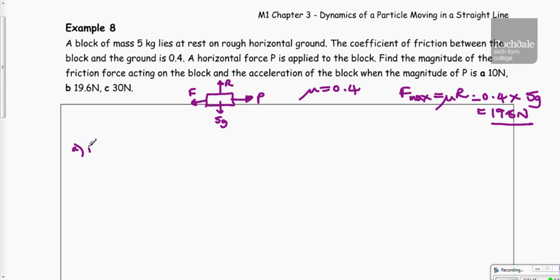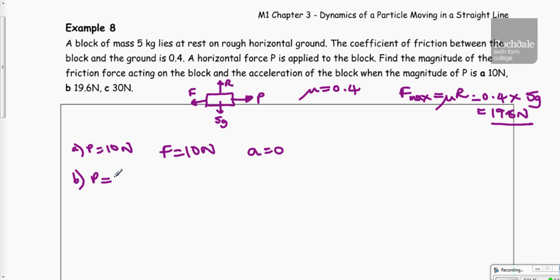So if P is 10, that means we've got a forward force of 10 and a frictional force that could be up to 19.6 newtons. So what would happen? Well, this force would try and pull the box along, but there's sufficient friction to stop it from happening. So the frictional force in this case would only need to be 10 newtons. Remember, 19.6 is the maximum the friction can get to. And the acceleration would be 0 because the object wouldn't move.